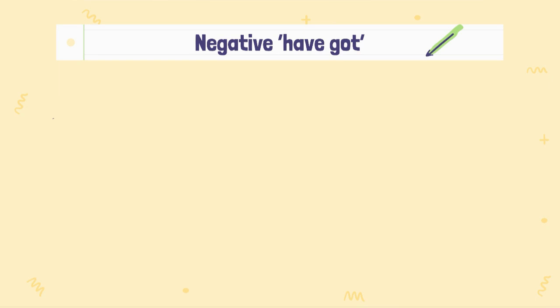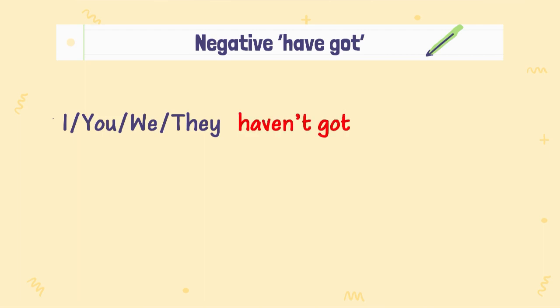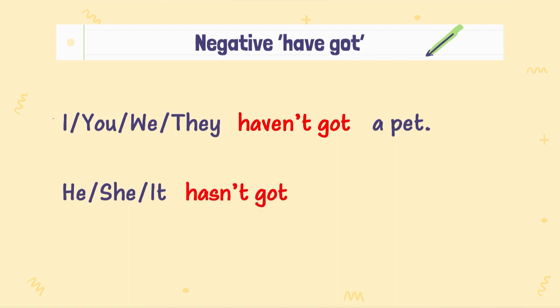Now for negative, negative is when the word not is added in the sentence. For example, the same subjects as before, I, you, we, they, haven't got. Haven't here is the contraction of have not. When the two words are combined, they become haven't. So, haven't got a pet. Now for the subjects he, she, and it, we use hasn't got for singular. Hasn't here is also the contraction for the words has not. So, hasn't got a pet.